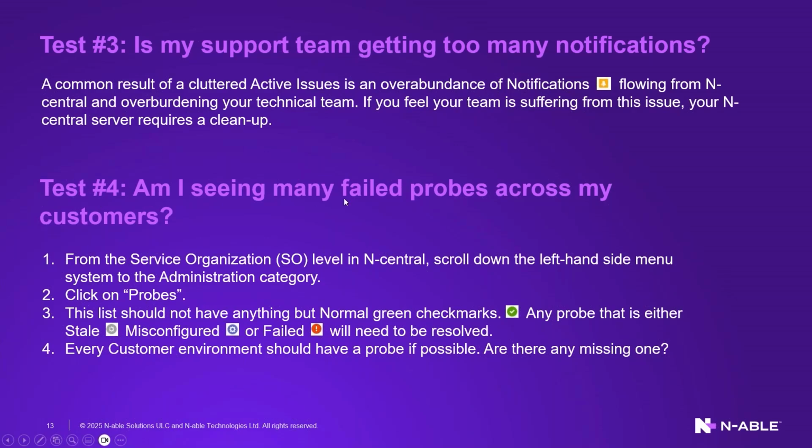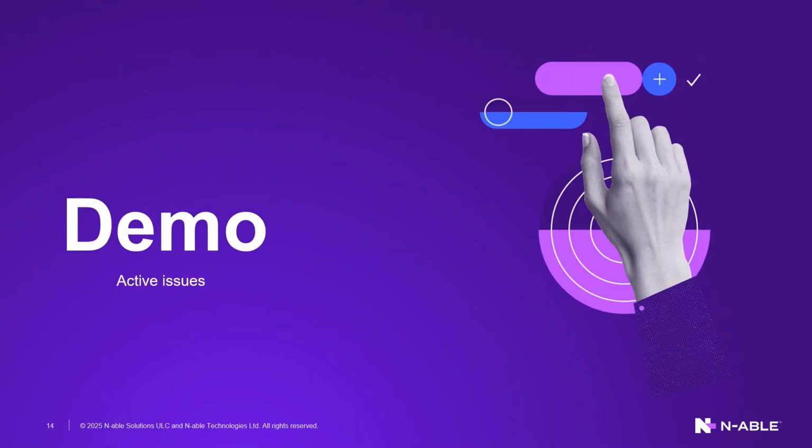And test number 4: am I seeing many failed probes across my customers? From the SO level, we're going to go down to admin and then probes. And if you see any probes outside of that little green checkbox, we've got some issues we have to deal with. This is important because failed probes can actually turn your monitoring into chaos. We're going to go through a little bit of this in a second.